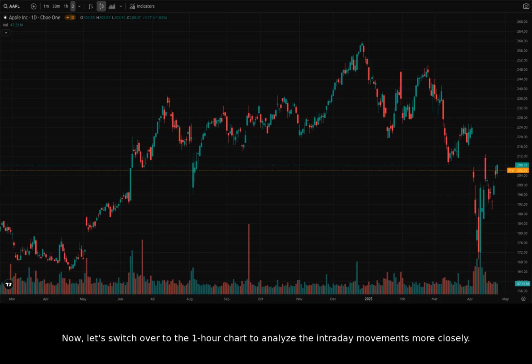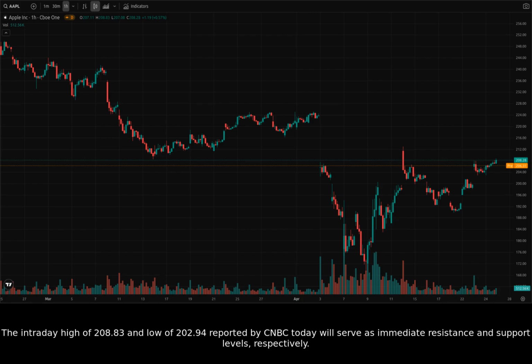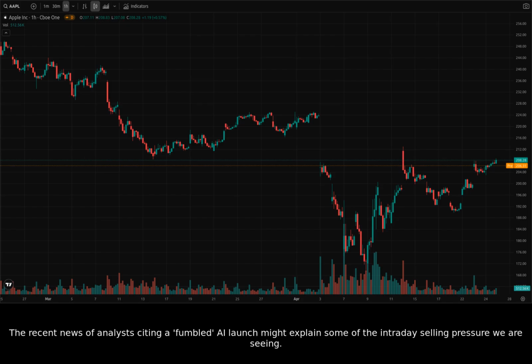Now, let's switch over to the 1-hour chart to analyze the intraday movements more closely. On the 1-hour chart, we can observe more short-term fluctuations. The intraday high of 208.83 and low of 202.94 reported by CNBC today will serve as immediate resistance and support levels, respectively. The recent news of analysts citing a fumbled AI launch might explain some of the intraday selling pressure we are seeing.